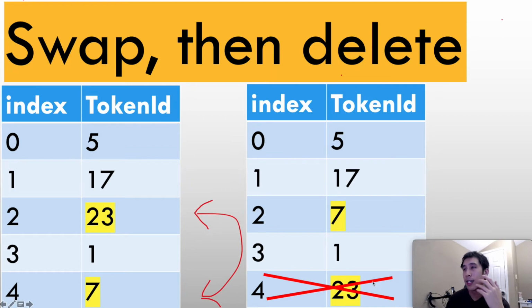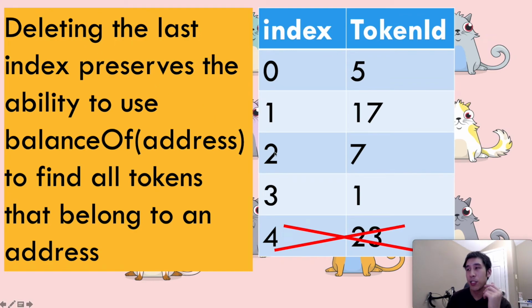That way we can still use balanceOf to iterate over the tokens by iterating from 0, 1, 2, and 3, and this is still pointing to valid token IDs. To put this another way, by switching the token that you're transferring to the last index, this will preserve the ability to use balanceOf to find all the tokens that belong to the address. So here, we swap token ID 23 to the last one, and then we're crossing it out because we're selling it to another person. And that way, when we call balanceOf, now we get that there are 4 tokens in the balance, and then we can iterate from 0 to 4, so we're going 0, 1, 2, 3, and this way we can still access valid token IDs.